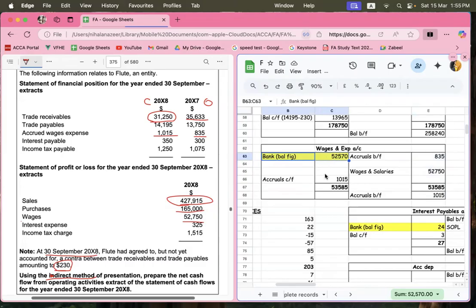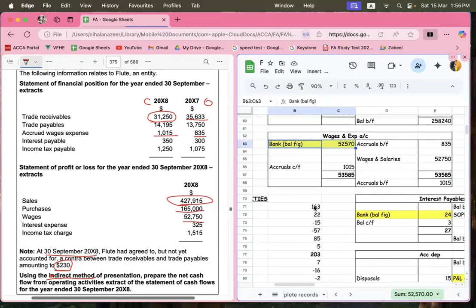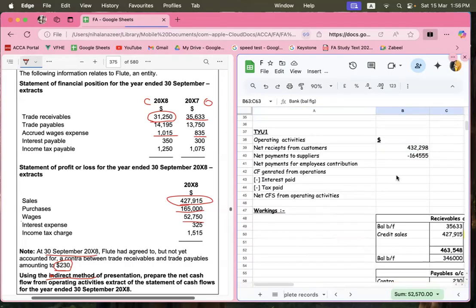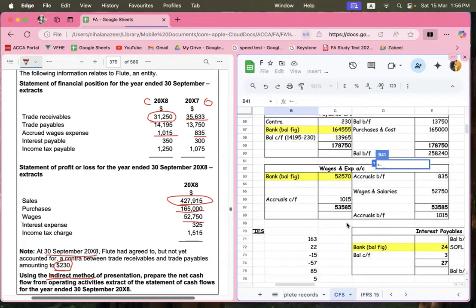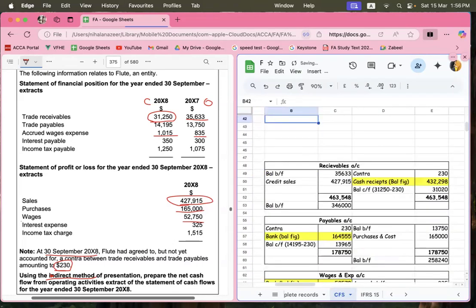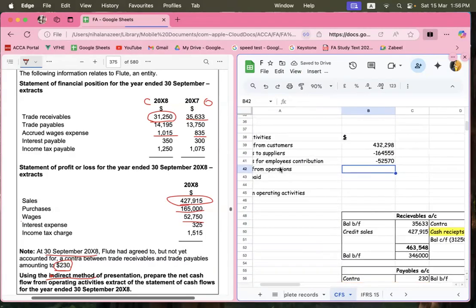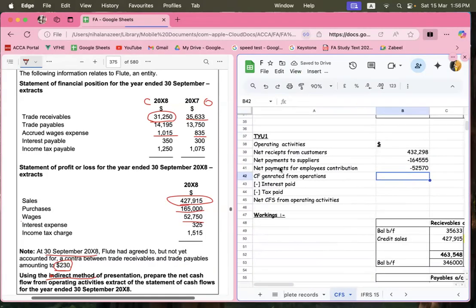Now you're going to take the same and drop it here. The format is always the same for all the direct methods. And when you study the direct method also, the format is going to remain the same throughout. The additional thing there is the interest payable and the income tax payable.